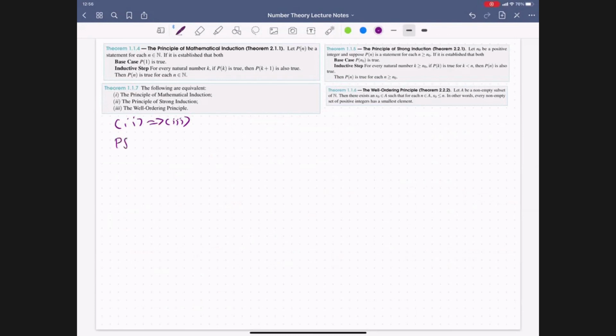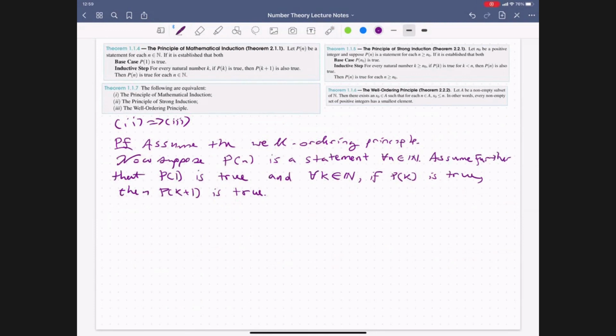Alright, so how are we going to prove this? So we're going to assume the well-ordering principle. And we're going to do something similar to what we just did with the last proof, in that we're going to assume the very first 2 steps of the principle of mathematical induction. And then we want to show, via the well-ordering principle, that then P of n is true for each natural number n. So I'm going to go ahead and write those assumptions down.